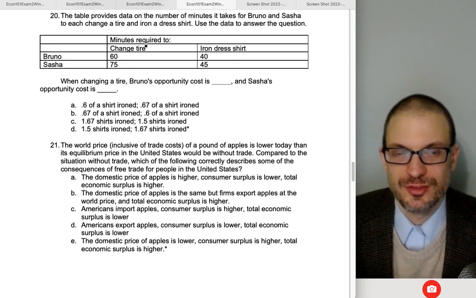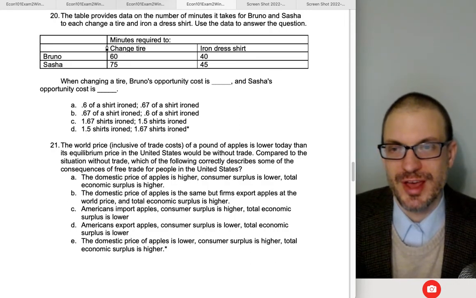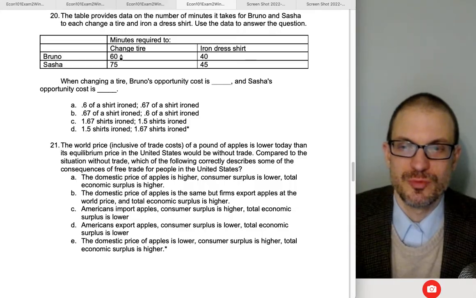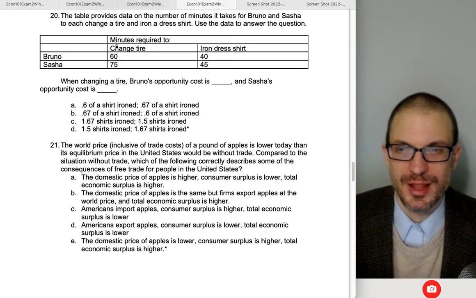These are minutes. This is like the productivity. This is how much time, what's the time requirement, right? This isn't outputs. If you get this backwards, you might have thought of these as being the number of tires or something, like outputs. No, this is minutes, right? The number of minutes that it takes.